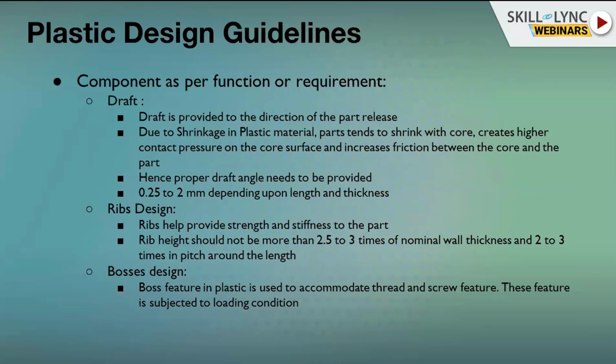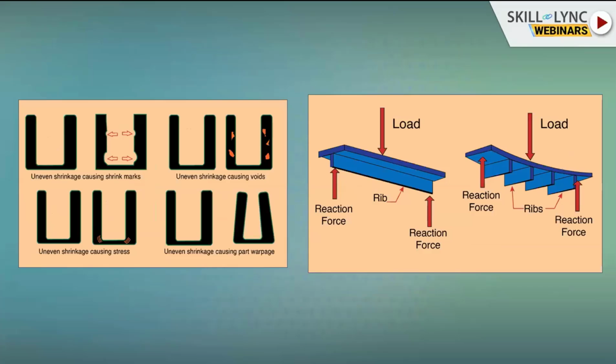So here you can see the peak. These are the ribs. For designing the ribs, you should know how the load is coming and how the function is working, because providing the rib in the wrong orientation doesn't work out.